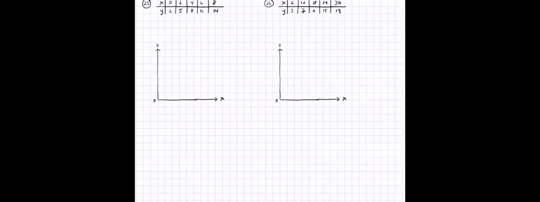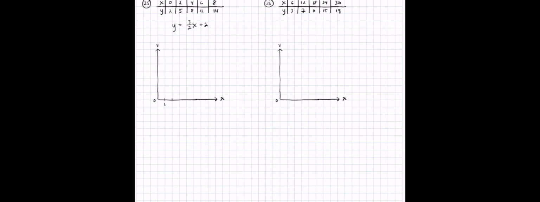So for number 25 here, let's see, we're going to have y is equal to, I know there's going to be an x over here and a plus 2 because of the 0 and the 2. I think the other part is going to be 3 halves. If you take 3 halves and multiply by each x and then add 2, you will get each of the y values.